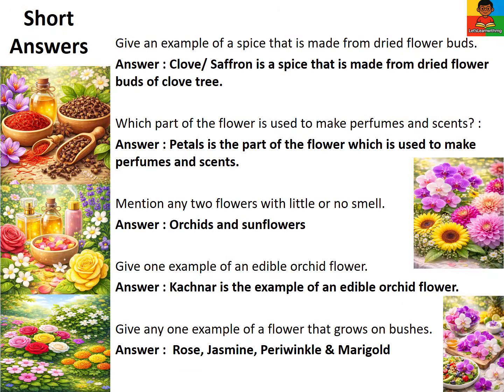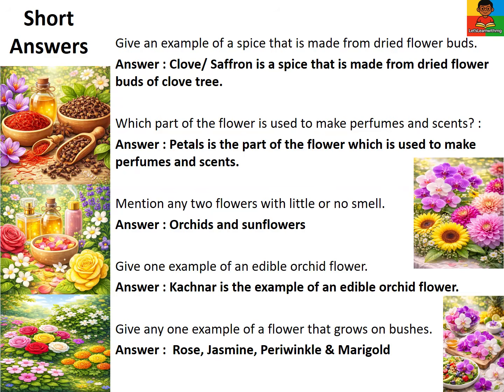Let's answer some short questions. Give an example of a spice made from dried flower buds. Answer, clove or saffron is a spice that is made from dried flower buds of clove tree. Which part of the flower is used to make perfumes and scents? Answer, petals.